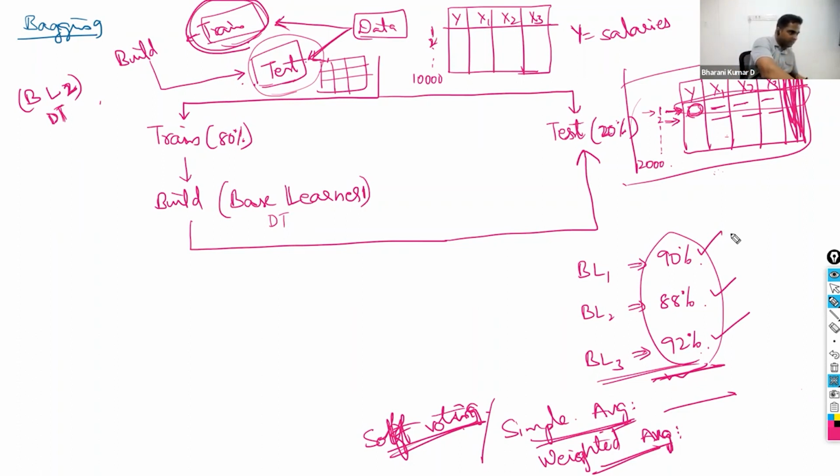Okay. Anything else I'm missing? Any question from anyone? Weighted average means if an algorithm is giving me better results, I'll give it more weightage. If an algorithm is giving me worse results, I'll give it less weightage. Common sense. Okay.